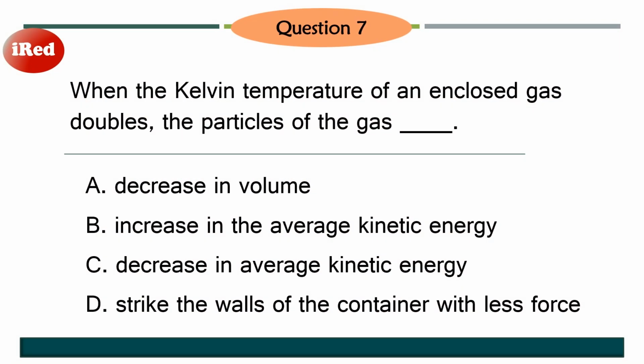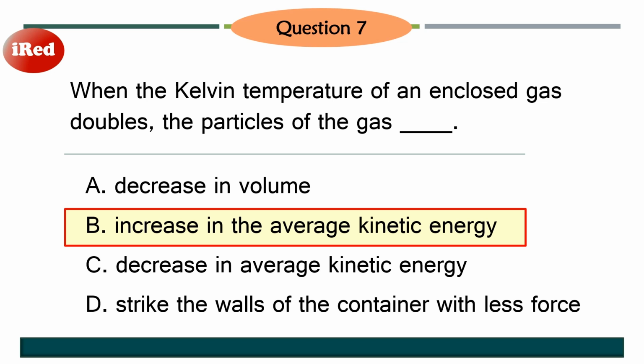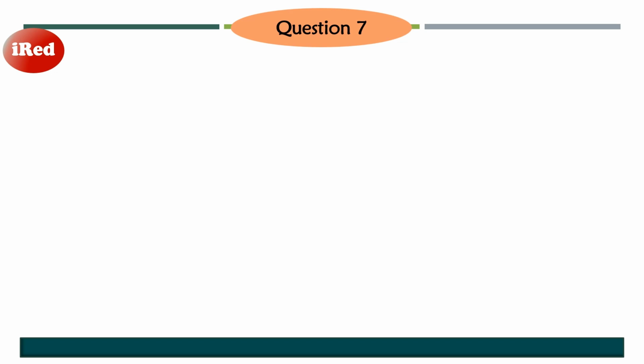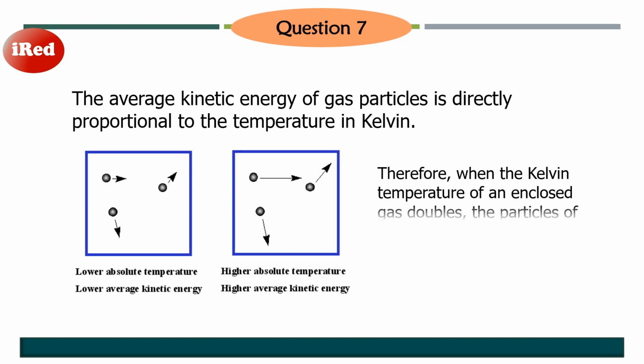When the Kelvin temperature of an enclosed gas doubles, the particles of the gas... B. Increase in the average kinetic energy. The average kinetic energy of gas particles is directly proportional to the temperature in Kelvin. Therefore, when the Kelvin temperature of an enclosed gas doubles, the particles of the gas increase in average kinetic energy.